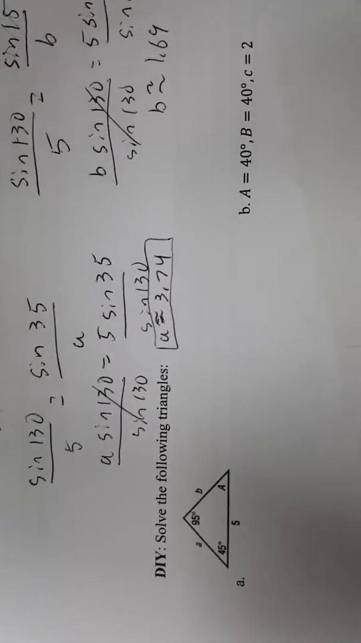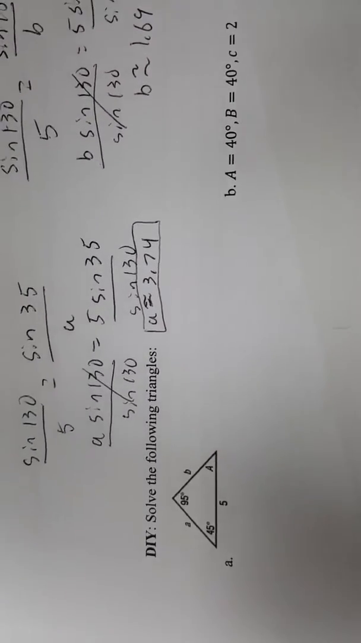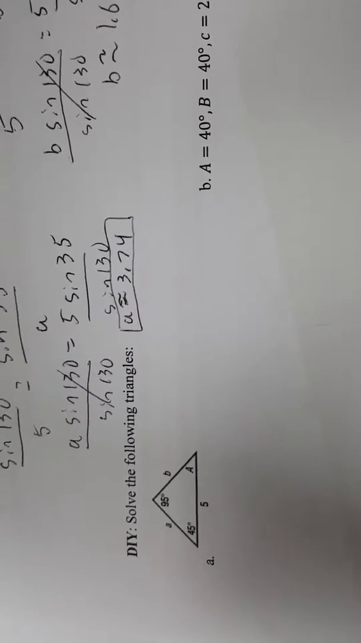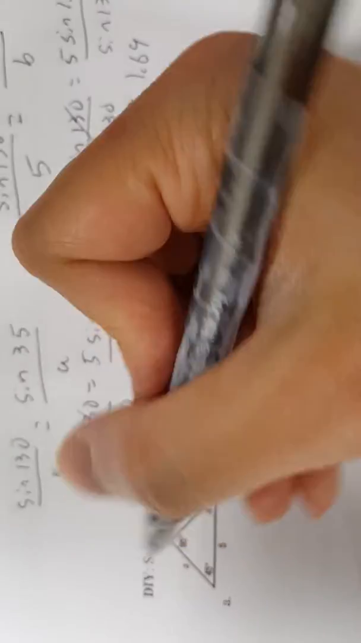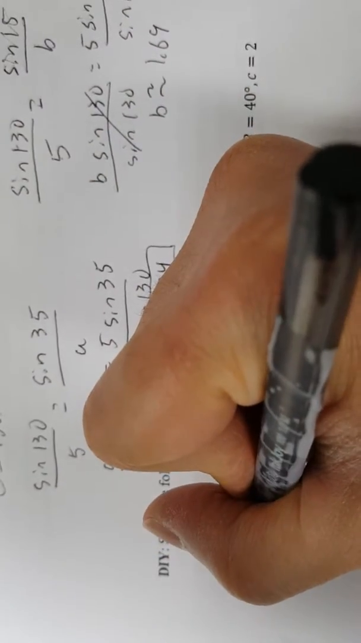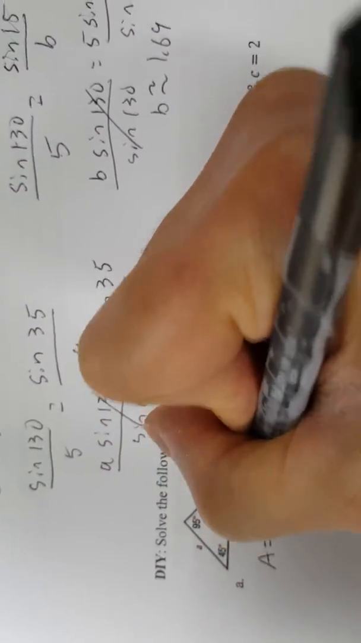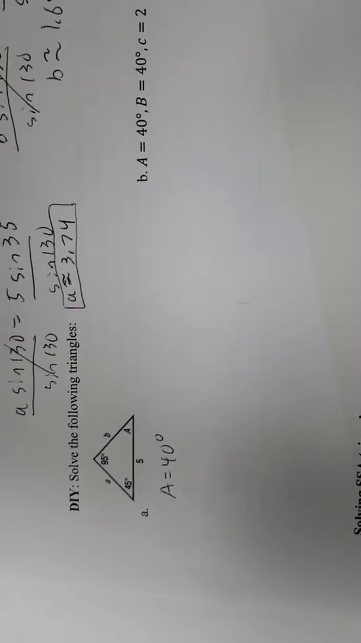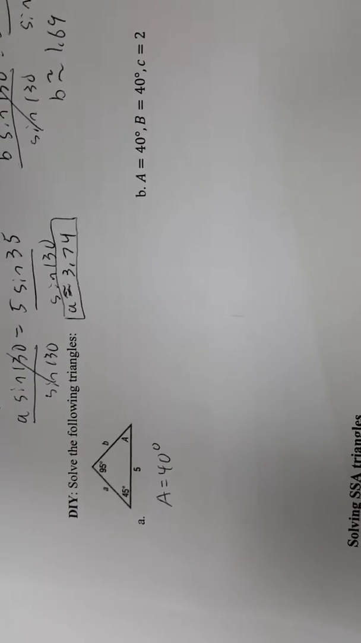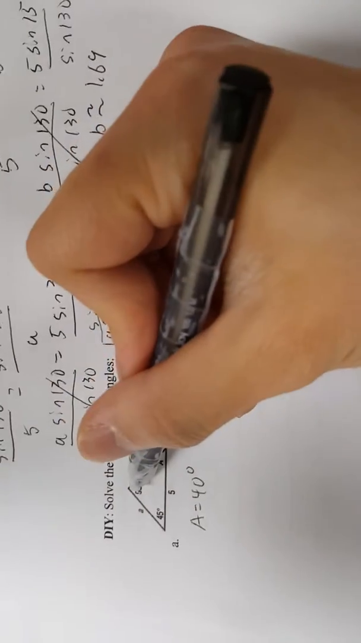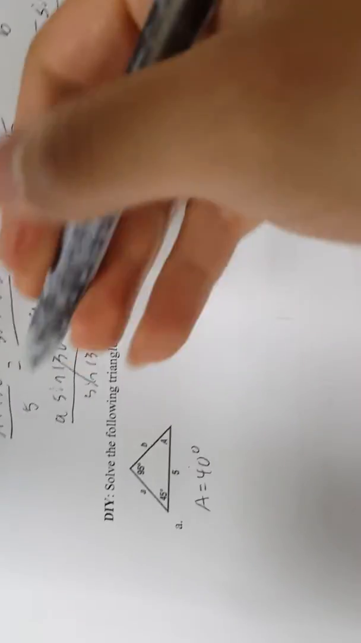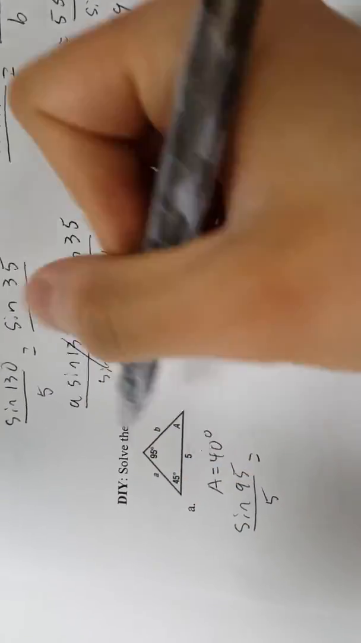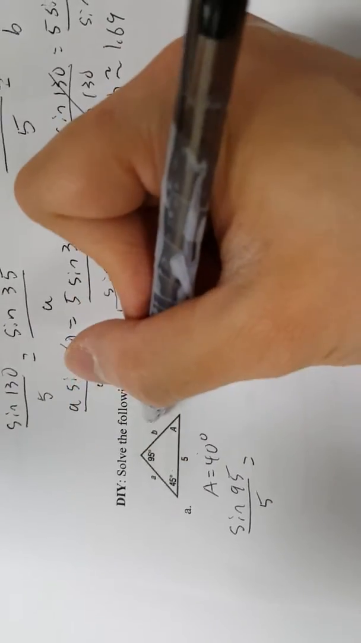Okay. So DIY number, letter A. If I know my angles are 45 and 95, then I know the other angle is 40 degrees. So A is 40 degrees. And now we're going to use our law of sines to go ahead and find the other sides. So I see in my triangle 95 and 5 are across from each other. So I'm going to use sine of 95 over 5 is equal to the sine of 45 over B.